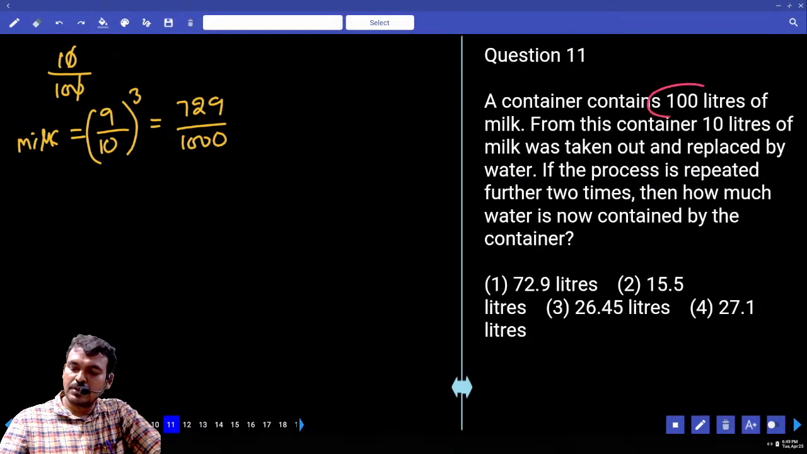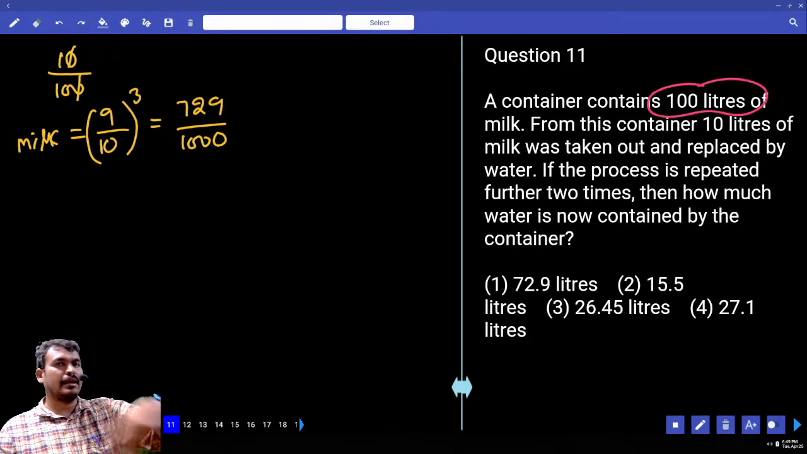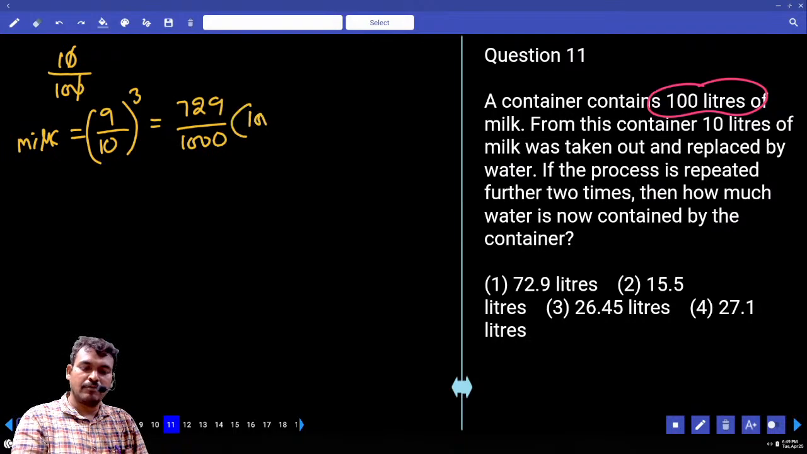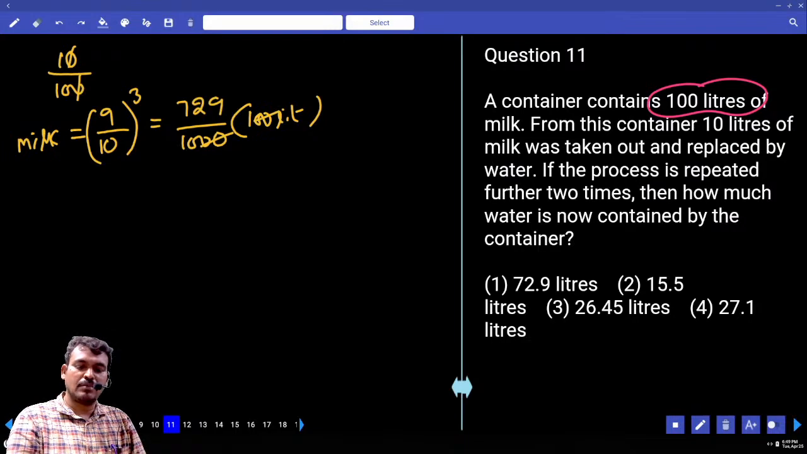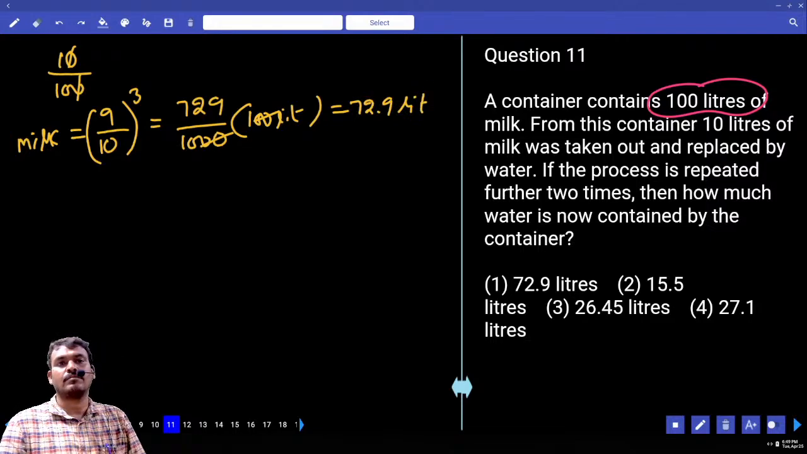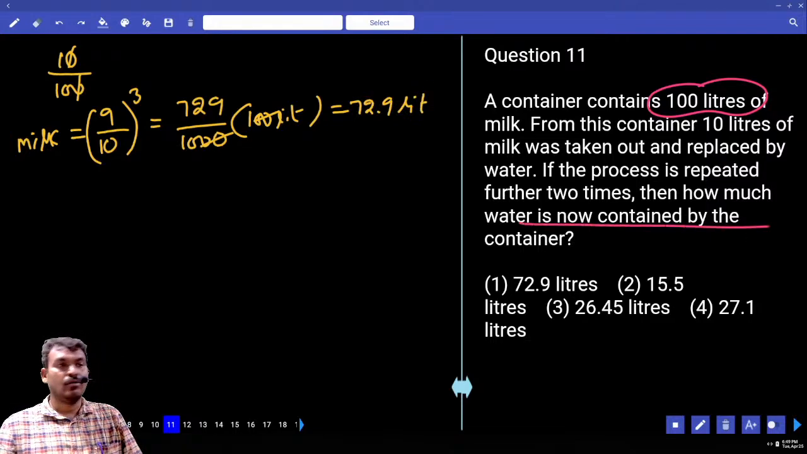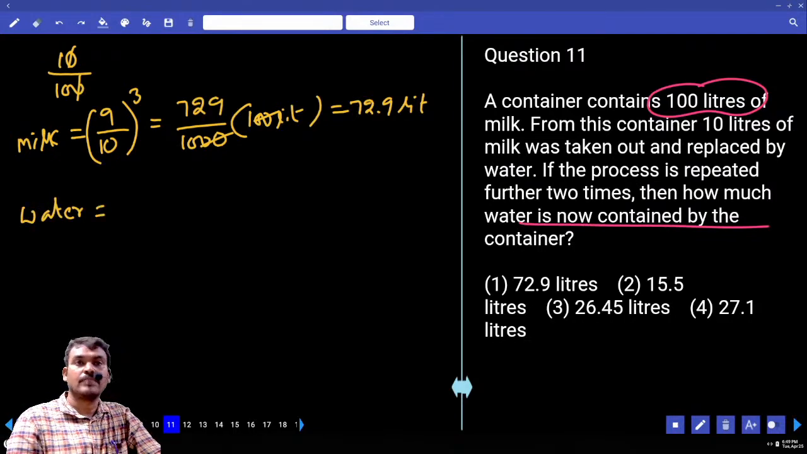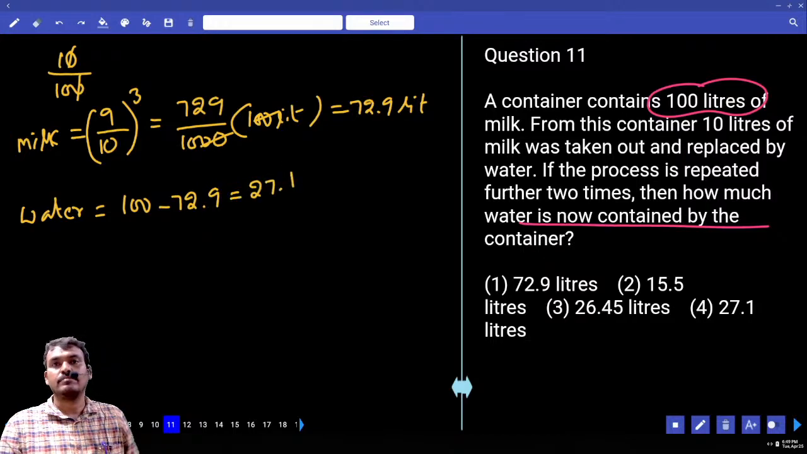What is the actual mixture in liters? 100 liters. 10 are taken, again 10 liters of water is added, means there is no change in total quantity of the mixture. Means 729 by 1000 of how many liters? 100 liters. 2 zeros cancel. 729 by 10 means 72.9. That is milk or water? Milk. But here the question is water. Then out of 100 we subtract milk quantity. 100 minus 72.9. What is the remaining? 27.1.